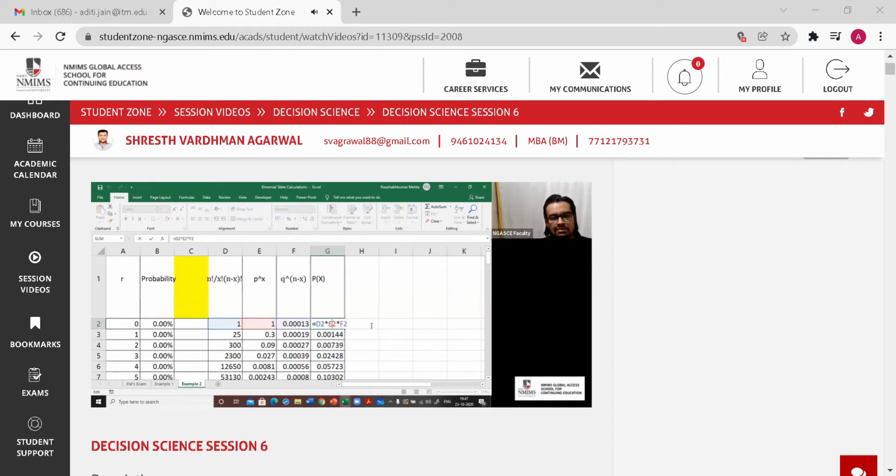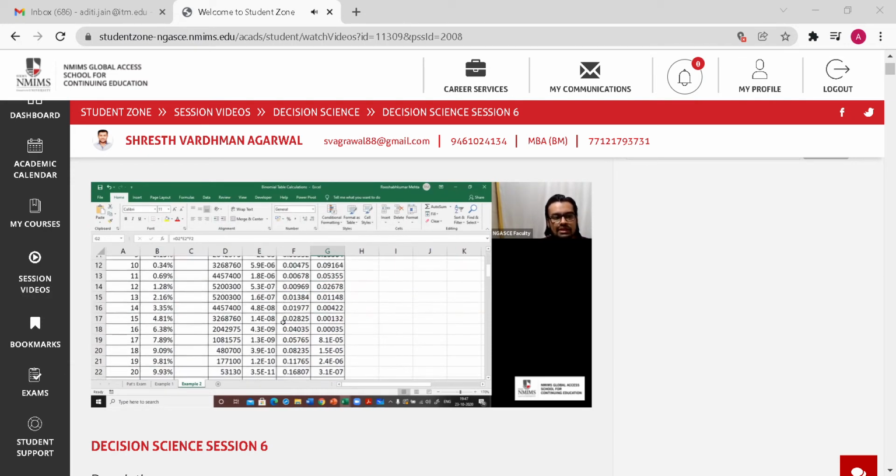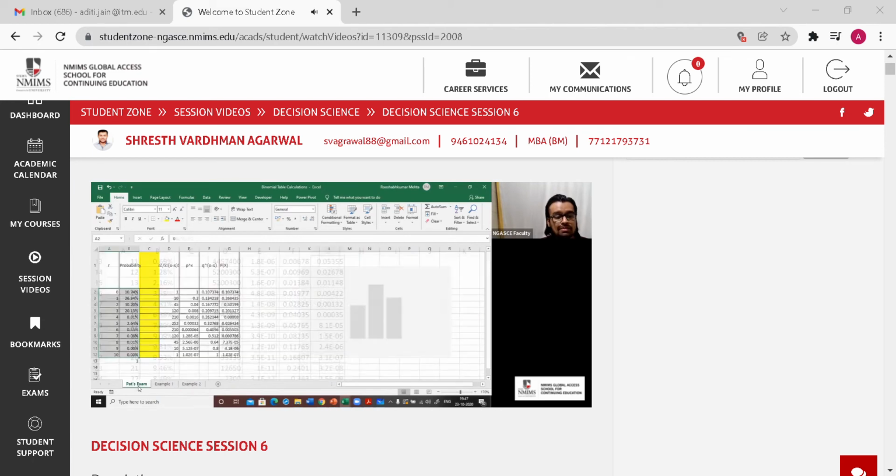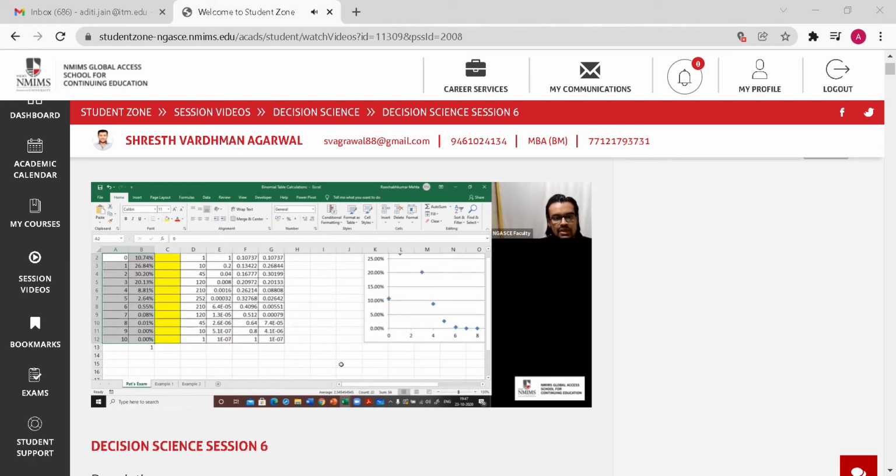This is nothing but P of X, a multiplication of all. Okay. So this way the probabilities can be calculated. Now, this is a pet example. Here the pet example is this. Okay.